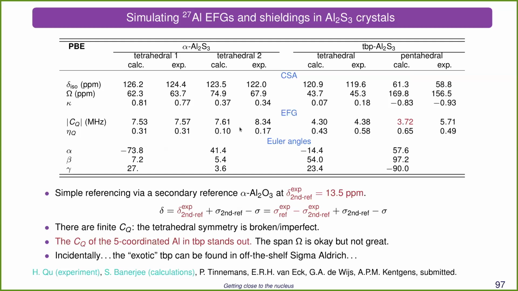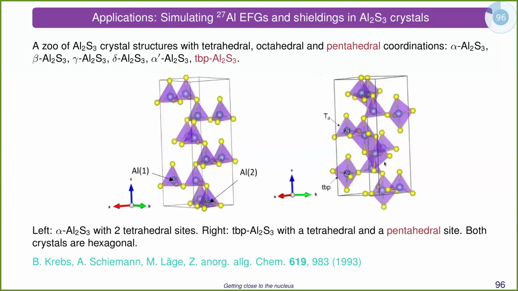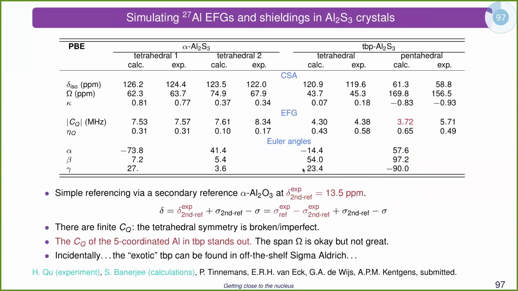In principle, calculations reproduce the experiment pretty well. Here it matches, here it sort of matches, here it matches, here it doesn't match. We optimize the structure, we get something very different. And this is this funny site over here, this five-coordinated site. So what's going on there? You can actually get that to match better.